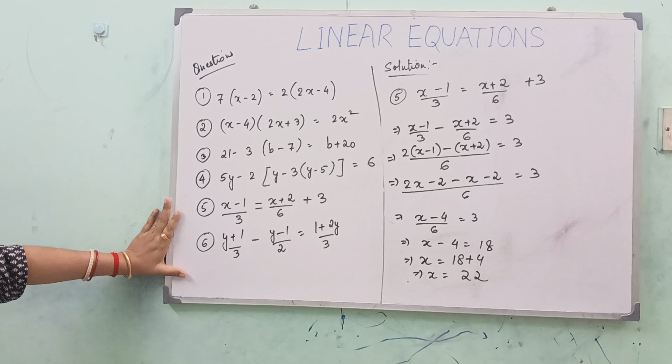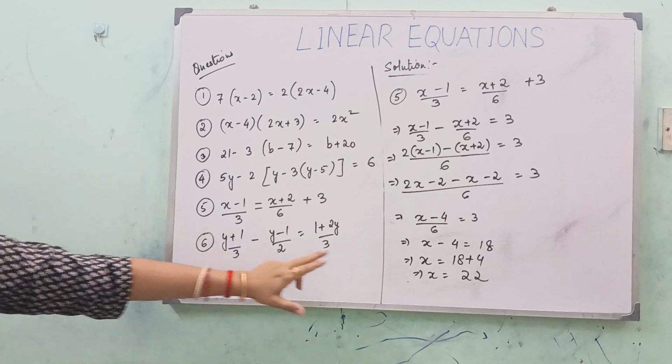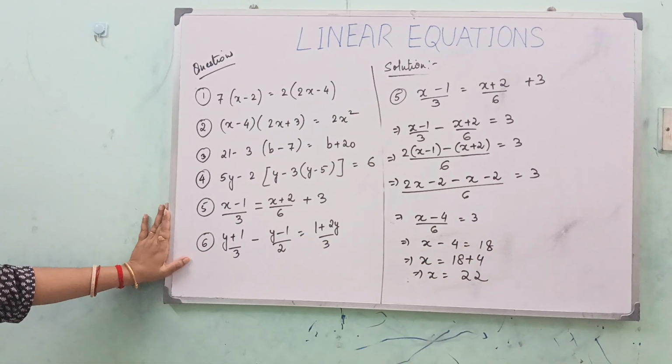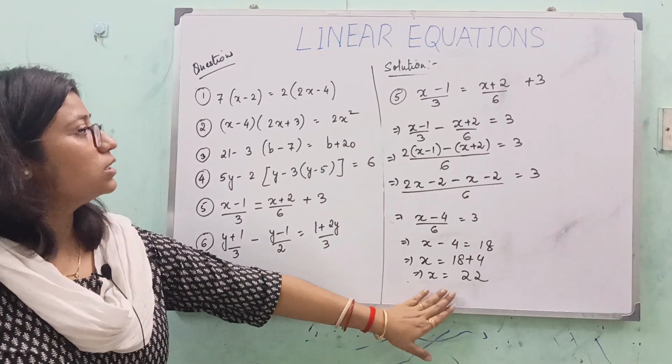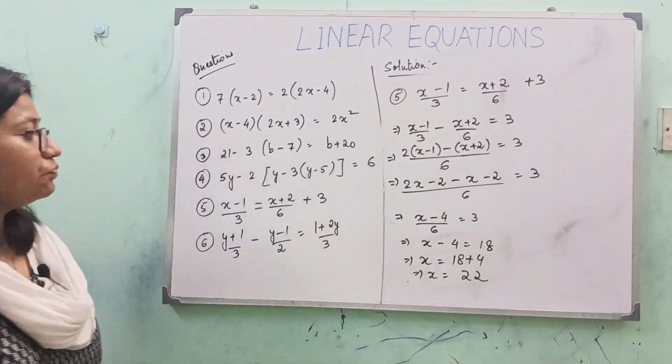Once we get that, now it is time to move the minus 4 to the other side. The 4 was having a minus sign on the left hand side, taken to the right hand side, it becomes a plus sign. So x is equal to 18 plus 4. So x becomes 22. This is the solution for the fifth sum.